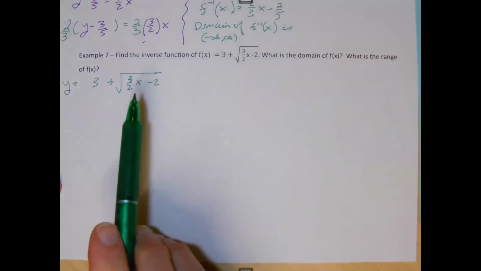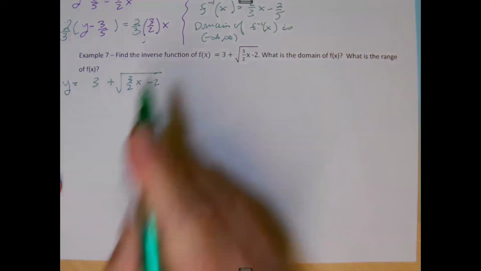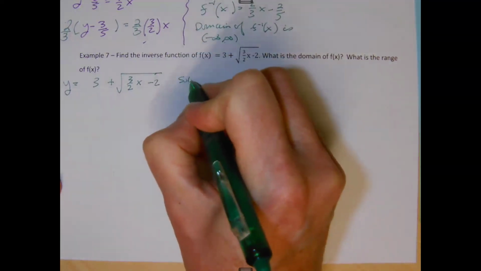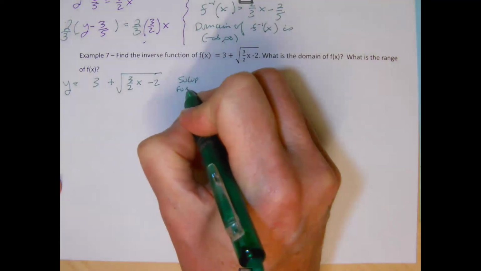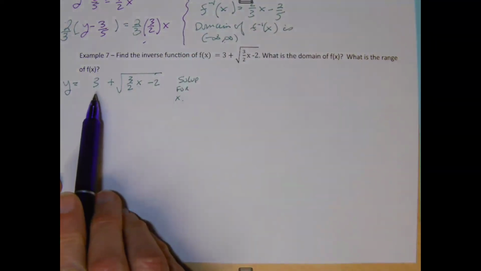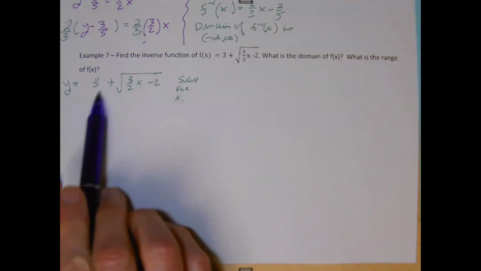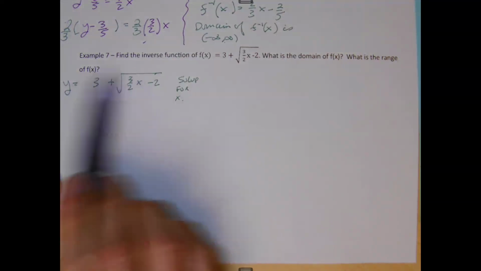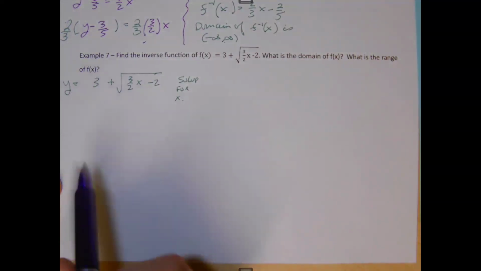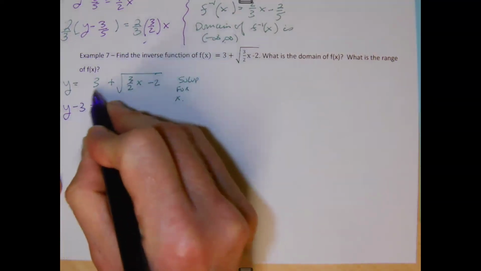So now we have the same process. I need to solve for x. That's the whole point. Solve for x. So I go through exactly the same steps. Every term that doesn't have the x, I get rid of by adding or subtracting. So I subtract 3 from both sides. So the result is this.